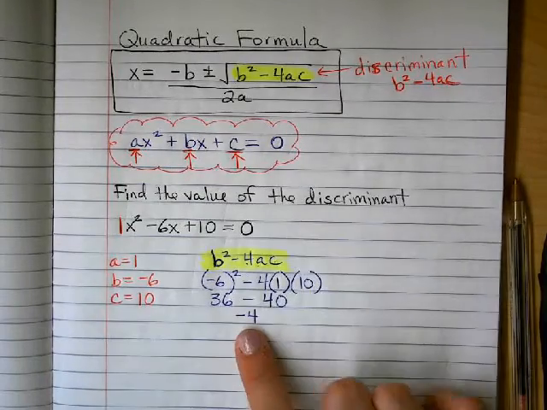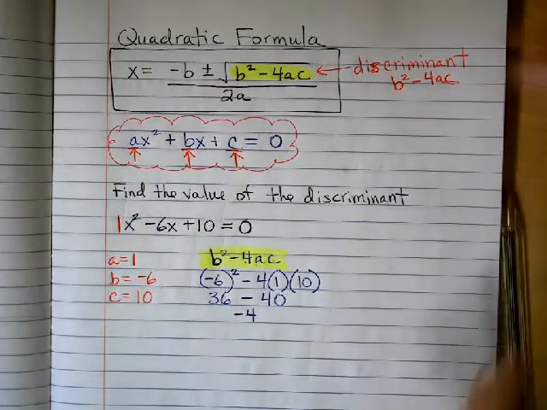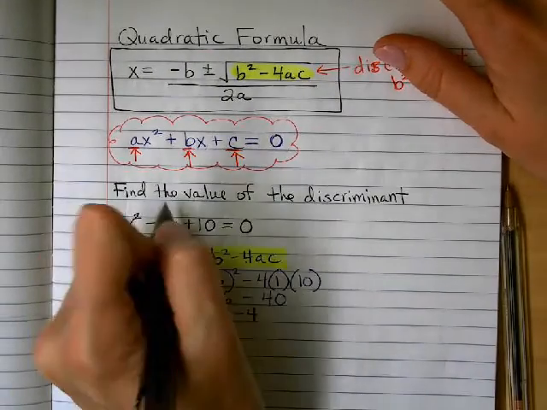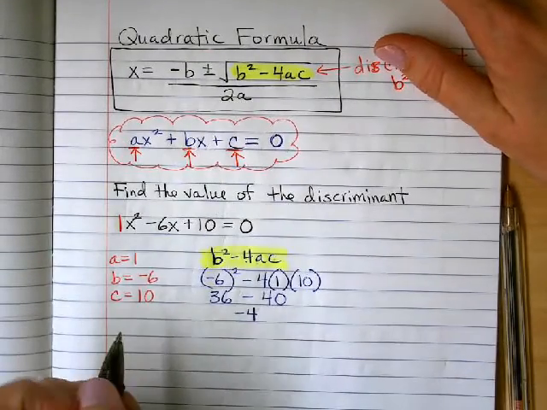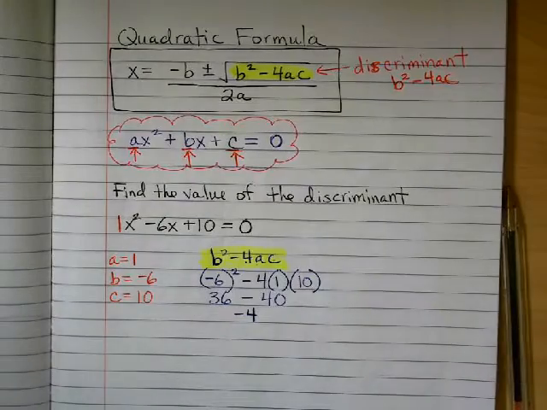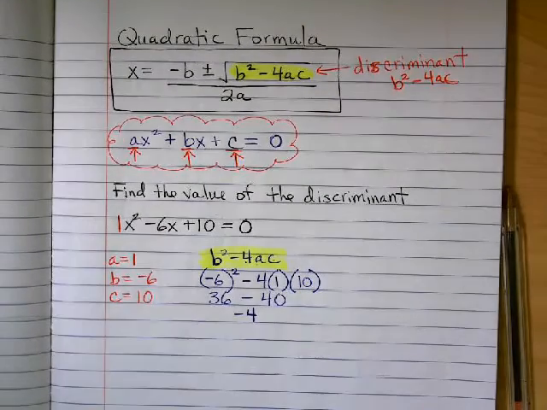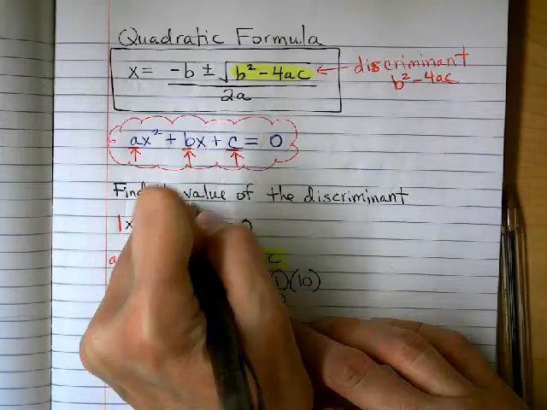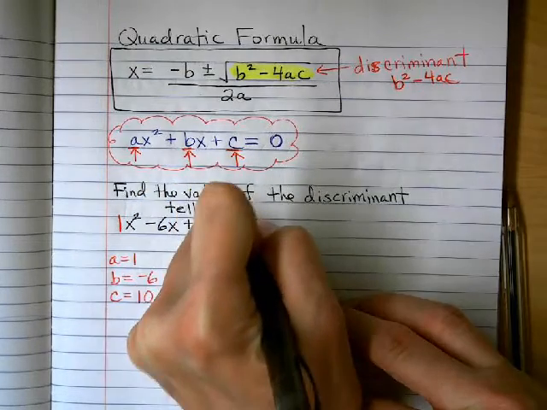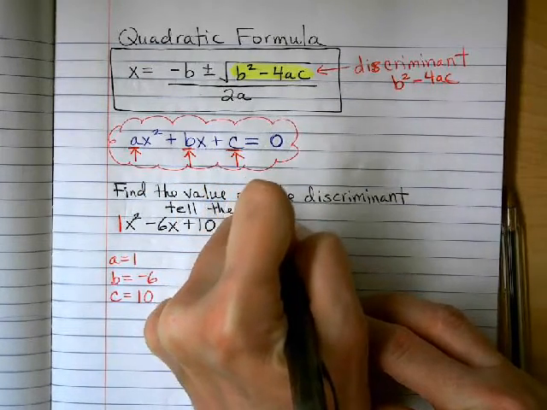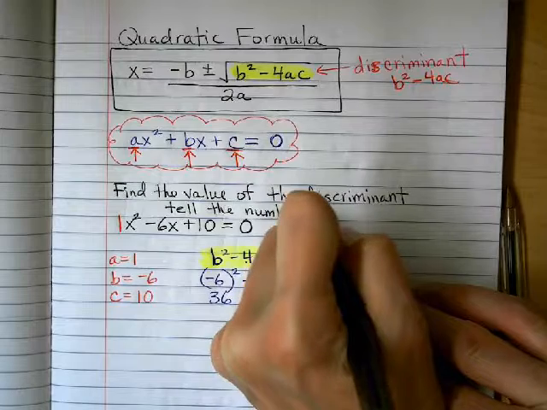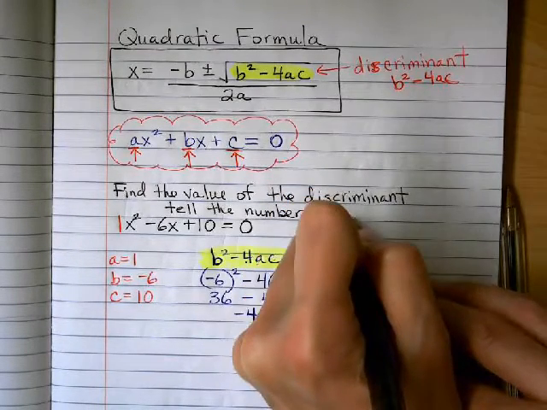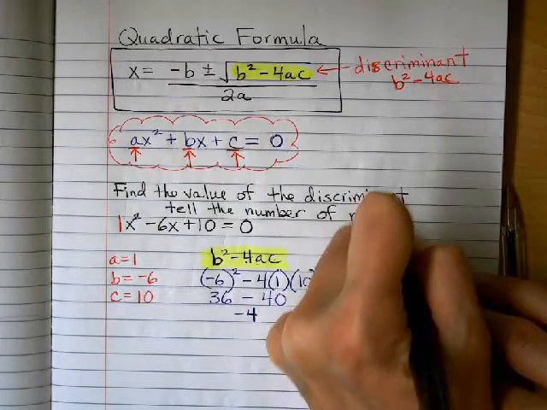All right. So on your assignment, they're going to have you find the value of the discriminant, which we just did, and then they're going to have you, let's see if I get the wording right, tell the number of real roots, I think they say, on the assignment.